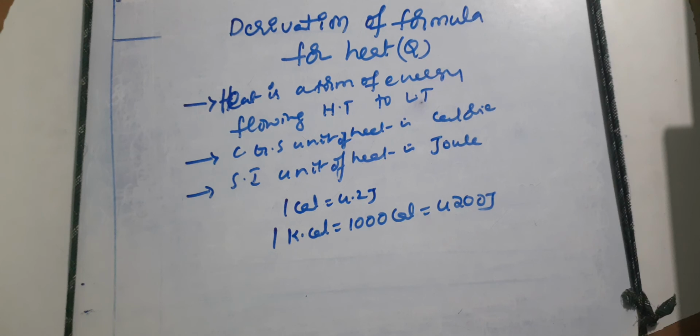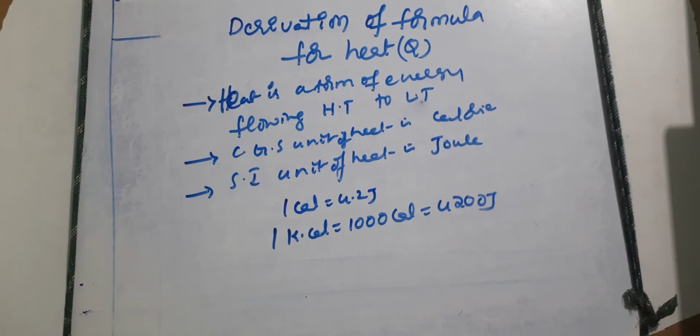So now how can we find numerically the loss of heat energy or gain of heat energy by a body? Loss of heat energy from a body or gain of heat energy by a body, how can we calculate? For this we need a formula. So that formula we are going to derive. So, derivation of formula for heat energy.